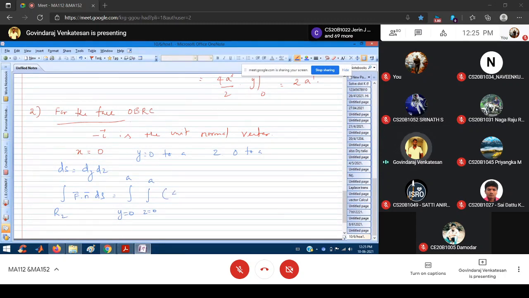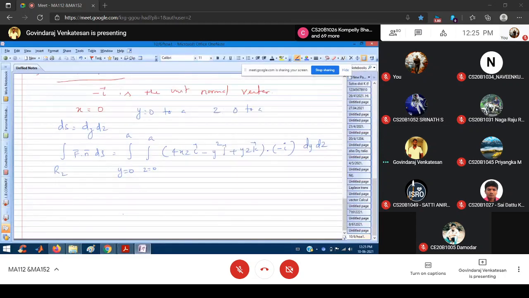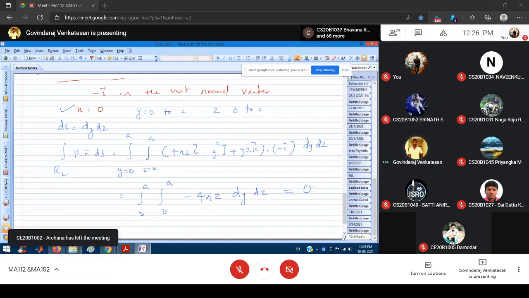What is the F vector? F vector is 4xz i vector minus y square j vector plus yz k vector, dot product with minus i vector into dy into dz. Making the dot product, the integral over 0 to a, integral over 0 to a is minus 4xz times dy dz. On the face R2, the value of x is 0. So therefore the whole integral is 0. So the surface integral on the face R2 is 0.